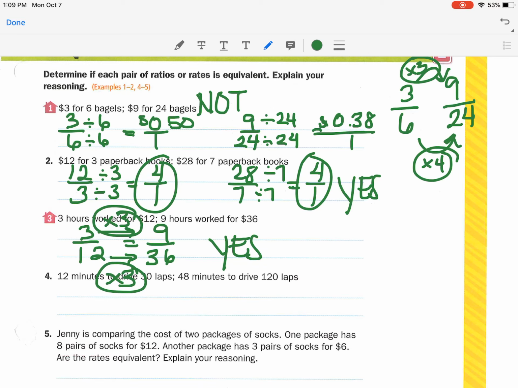Okay, so there were 3 more examples for you if you needed it. You are done. Go ahead and get started on your homework that you see listed in either Google Classroom or up on the board.